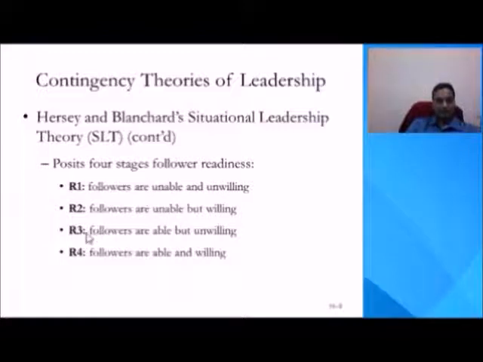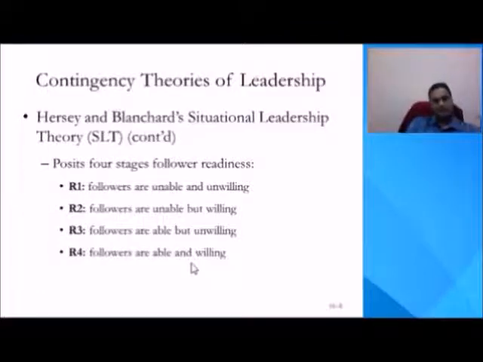For the R3 set of followers who are able and unwilling, the leaders need to use the participative style to get their support, because they are able but unwilling. So you need to get their support. So a participative style would be ideal. And for R4, the followers who are able and willing, the leader should use the delegating style.